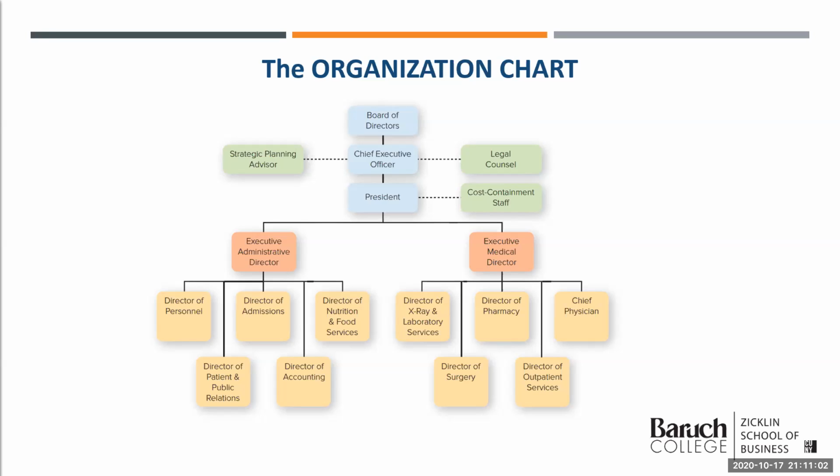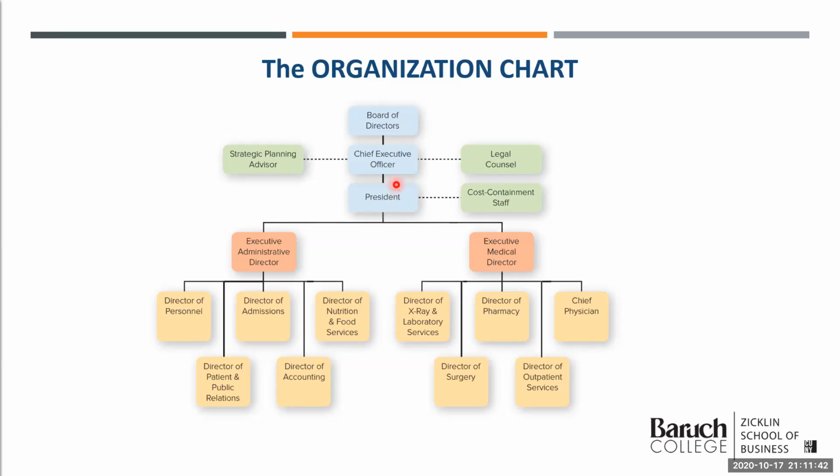Vertically, let me get my pointer. Hold on. Here we go. All right, so if you look at this chart vertically, this chart shows the hierarchy of authority, which is who reports to whom. So here, the director of admissions, whoever occupies that position, has to report to the executive administrative director, right? And then the executive administrative director has to report to the president.